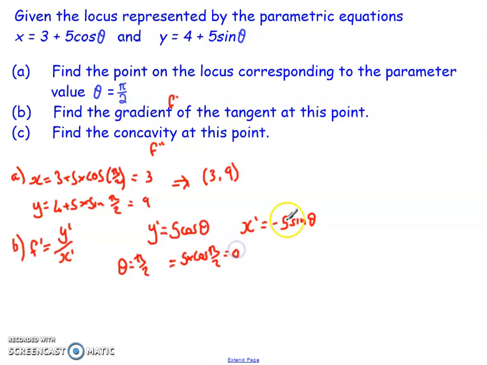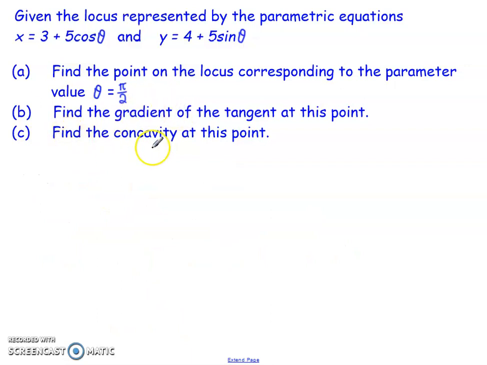Well, that's just 0. x dashed is negative 5 times sine of pi over 2, that's equal to negative 5. So my derivative, f dashed, is going to be given by my derivative of y, so that's equal to 0, over my derivative of x, which is negative 5. Lo and behold, that's equal to 0. Fairly straightforward final calculation for that last bit there.